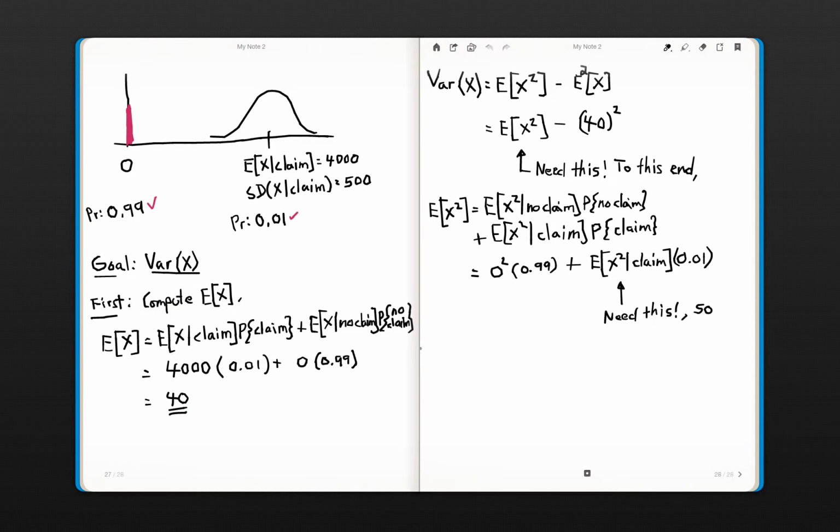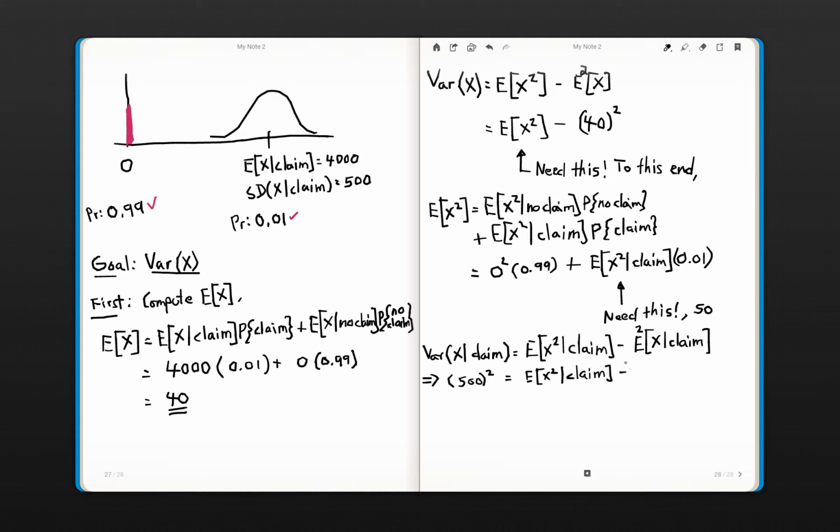Okay, so let me write that out, what I just described. The variance of x given a claim, and I'm using that formula from before, is equal to the expected value of x squared given a claim minus the expected value of x given a claim. We're conditioning this entire formula on the fact that we actually have a claim, and this should be squared. This is really nice because, as I mentioned, we do have the variance of x given that there's a claim. Okay, there's the standard deviation, so all we have to do is just square it, which is equal to, and again, this is the piece that we're trying to solve for, minus the expected value of x given a claim. We have that right there.